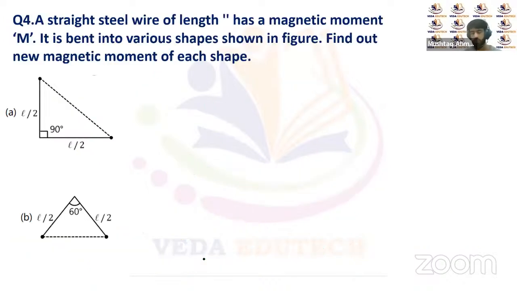Let's move on to the next question, question number 4. The question says that a straight steel wire of length L has a magnetic moment M. It is bent into various shapes as shown in the figure. Find out the new magnetic moment of each shape.